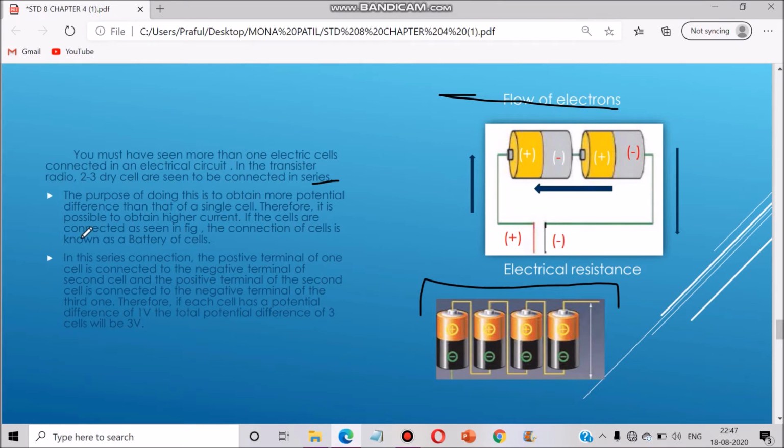If the cells are connected as seen in the figure, the connection of cells is known as a battery of cells. In this series connection, the positive terminal of one cell is connected to the negative terminal of the second cell, and the positive terminal of the second cell is connected to the negative terminal of the third cell. Therefore, if each cell has a potential difference of 1 volt, the total potential difference of these 3 cells is 3 volt.